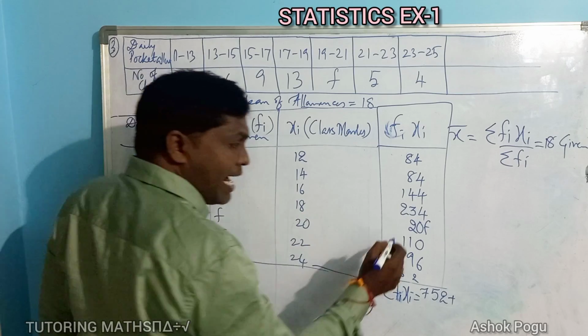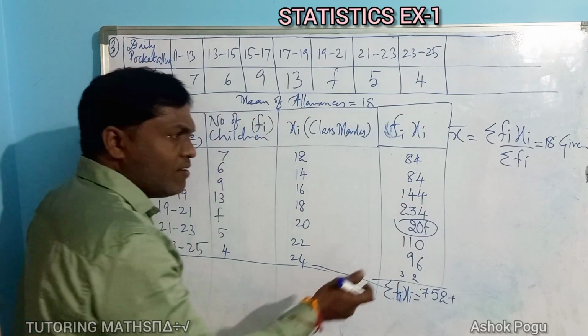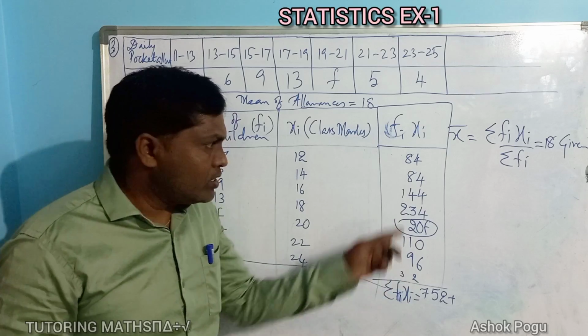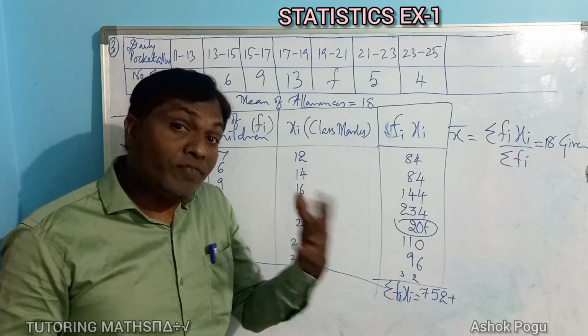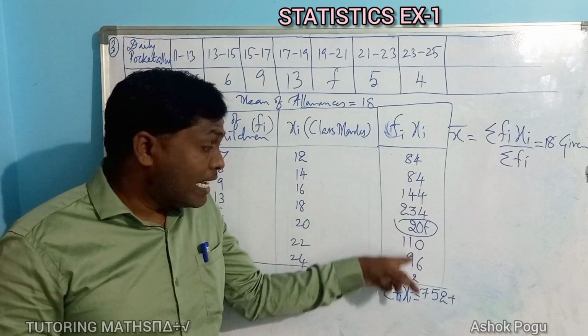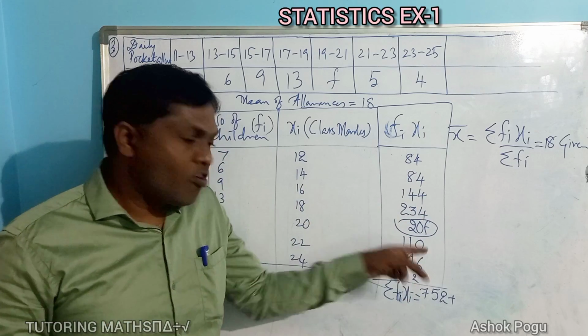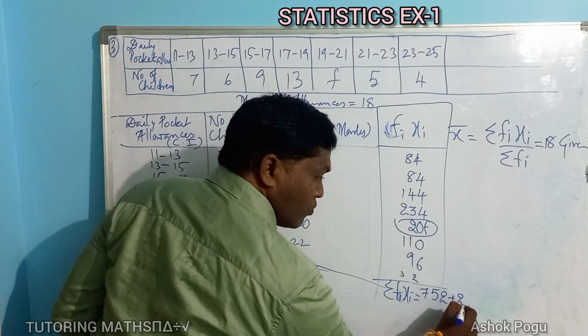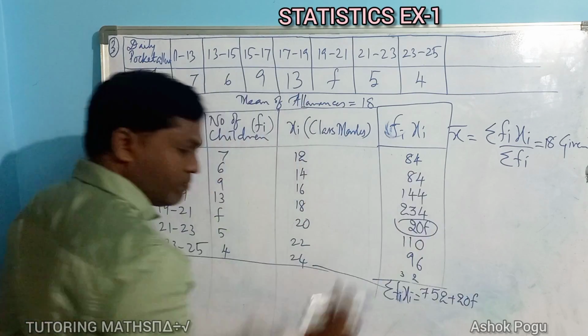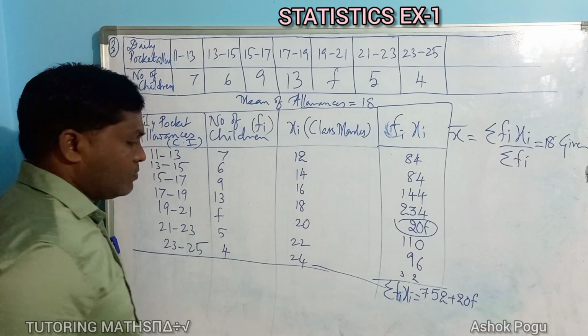My dear student, please observe here. I have not added this 20f to the remaining values because these are numerical values, but 20f is a variable. This variable cannot be added with constants. That's why it should be kept separate in the sum. So we get 752 plus 20f. We should not add it.